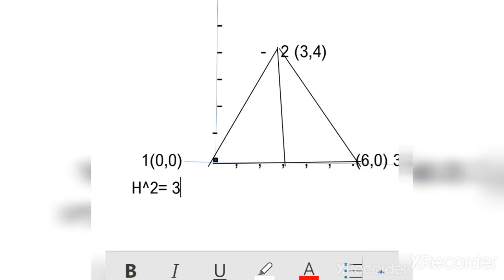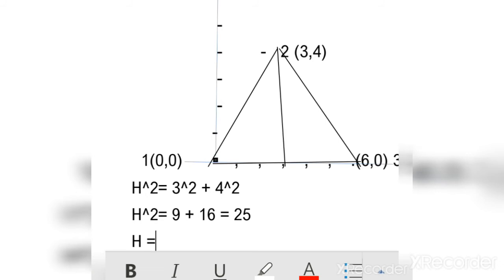So the base is 3, the square of that, plus the height, which is 4, so the square of 4. So H squared is equal to 3 squared, which is 3 times 3, 9, plus 4 squared, which is 16. So this is equal to 9 plus 16, which is 25. So H squared is equal to 25. Therefore, H is equal to the square root of 25, which is 5.